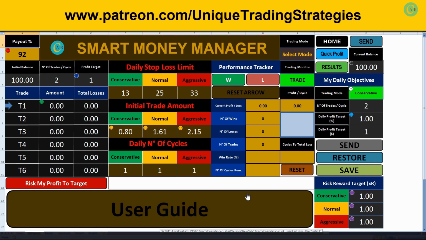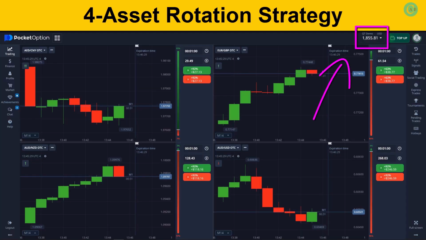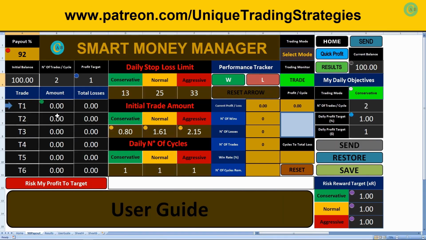To complete the setup, first I verify that the payout percentage is correct, 92%, and it is. Then I'm gonna enter the initial balance, the same current account balance shown on the broker platform. For instance, 1855.81. So I'm gonna enter here 1855.81. Then I'm gonna enter the number of trades per cycle, which is 4. You remember, we will be using 4 trades with martingale strategy.